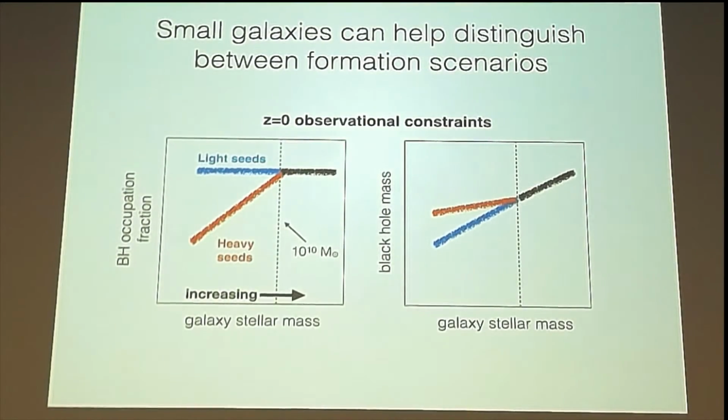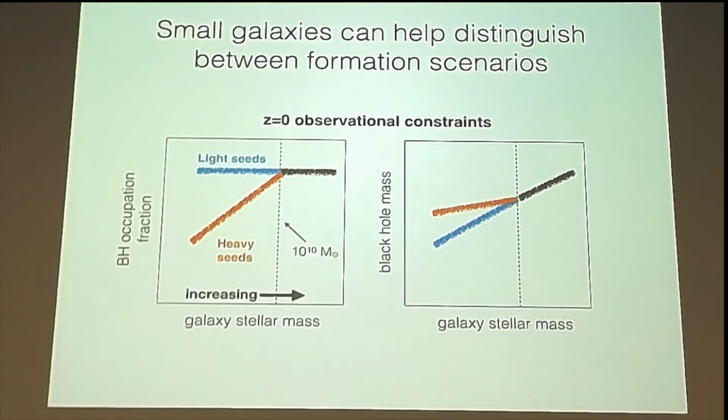However, for lower mass galaxies below 10 to the 10 solar masses, if they formed through these light seed models, we expect most small galaxies to contain a black hole, whereas if they formed through heavy seed models, we expect many fewer low-mass galaxies today to contain a supermassive black hole.